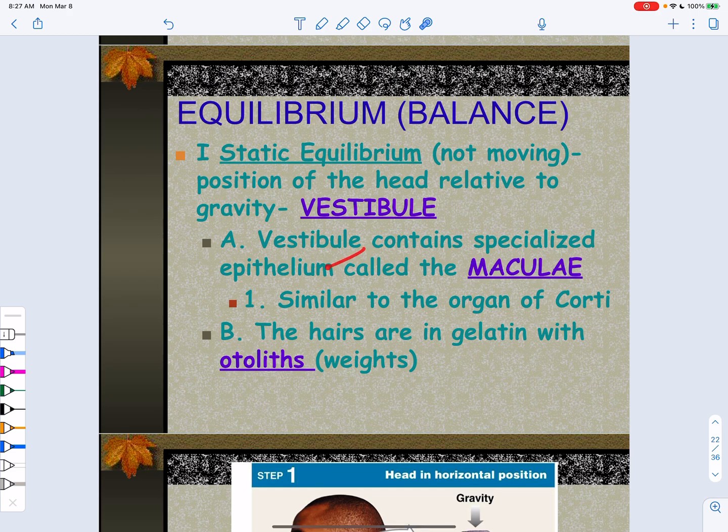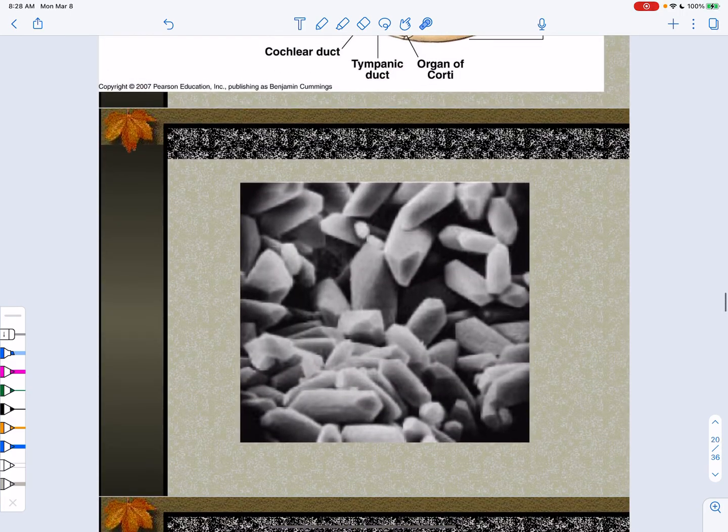So in the vestibule, there is a specialized epithelium. Remember, epithelial tissue lines and covers things, okay? And this is called the macula. And again, we're going to find that this is like a mucus-like, gelatinous-like layer. And sure enough, you are going to have little hairs underneath, similar to the organ of Corti, that are going to pick up on the movement of something we call otoliths. Those otoliths are little weights, and those little weights look like crystals. So that's what the crystals look like under an electron microscope.